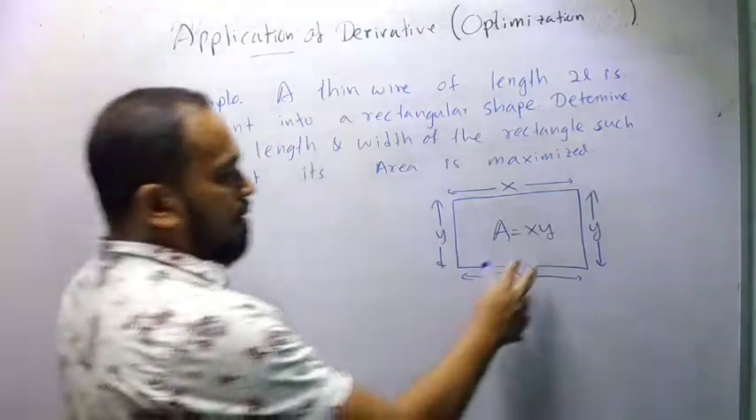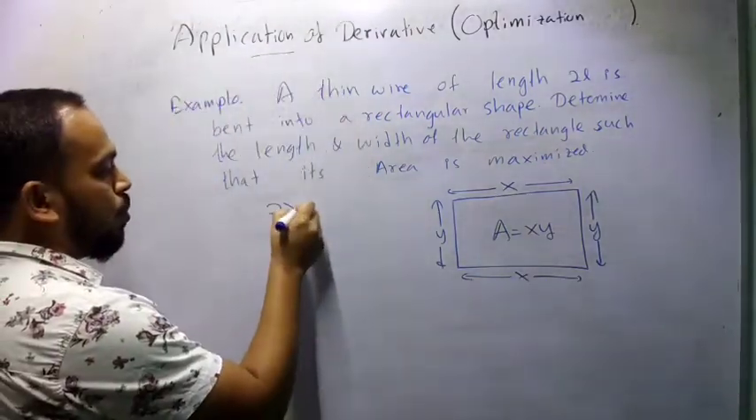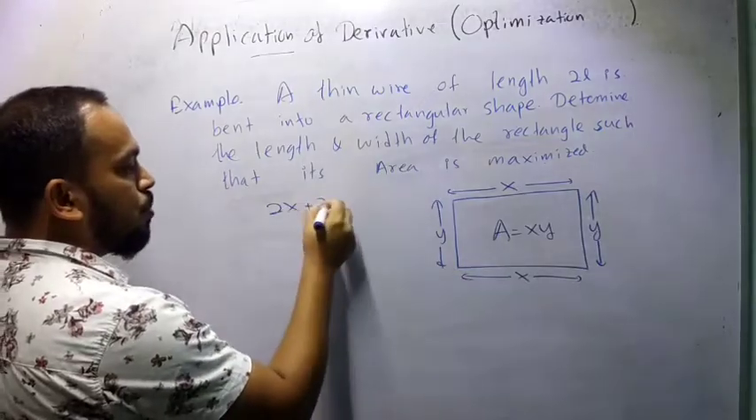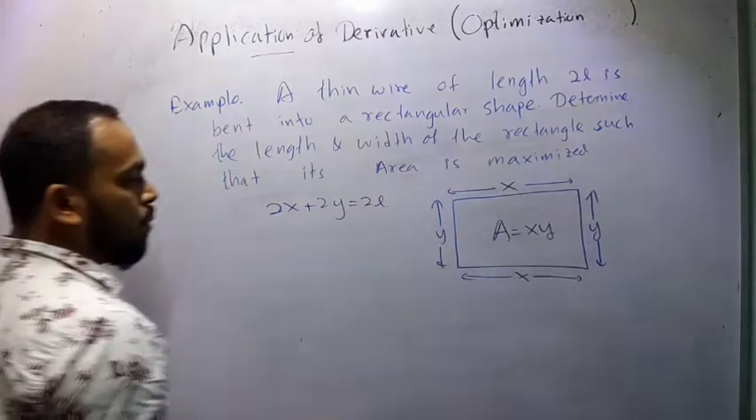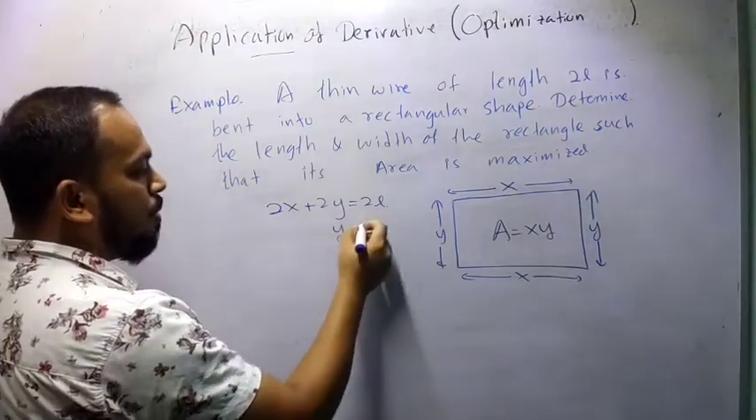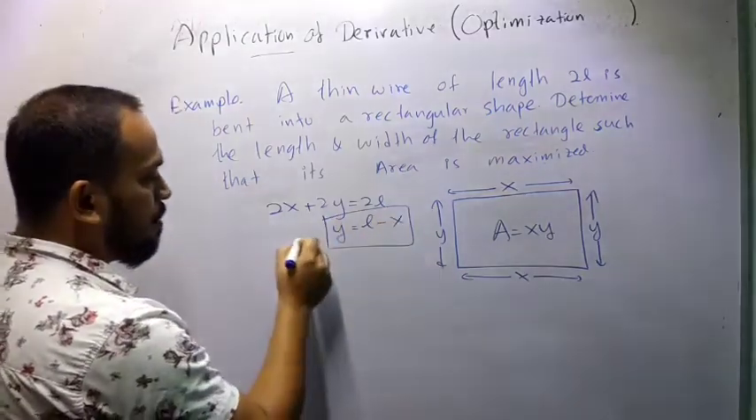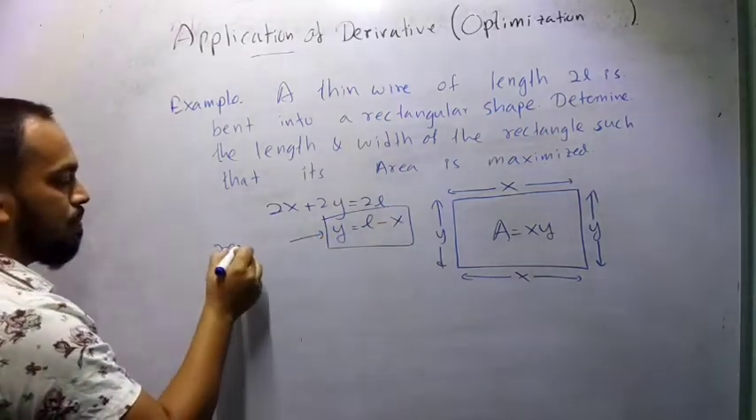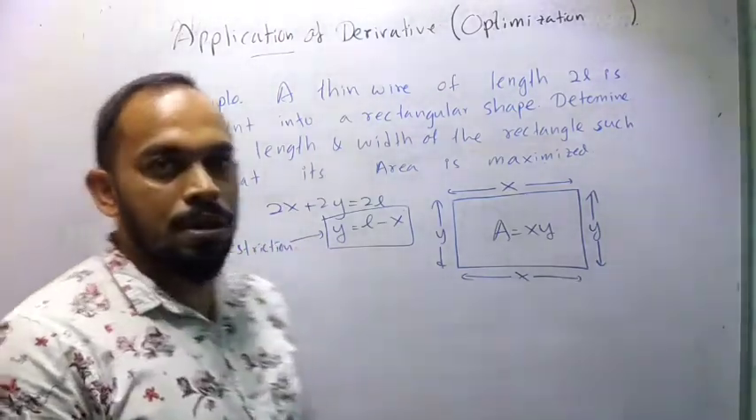Now in that case you have to get rid of one of these variables. So you know that 2x plus 2y is equal to 12. This is why I use 12 here. So 2 cancels out. So you can replace any one variable with the other, L minus x. So this is called the restriction. Right? This is the restriction.